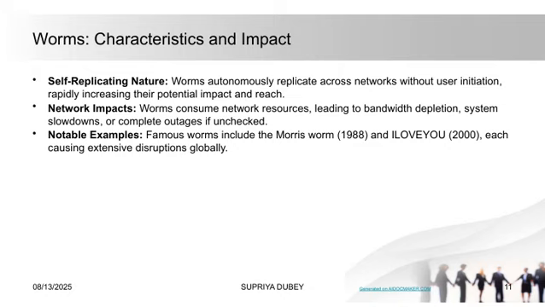Understanding worms is essential because they exemplify the importance of robust network security measures. Their ability to spread autonomously and their potential to cause significant harm underscore why vigilance and proactive defenses are critical.